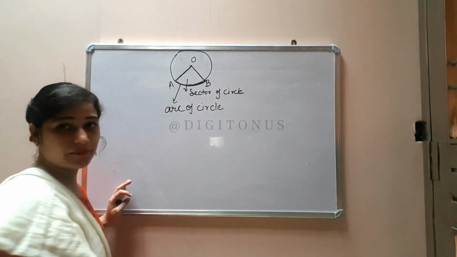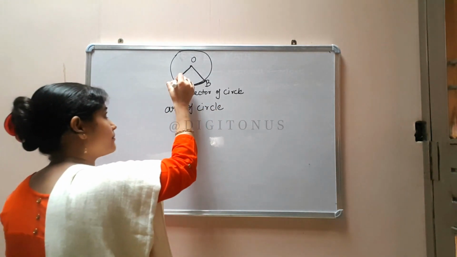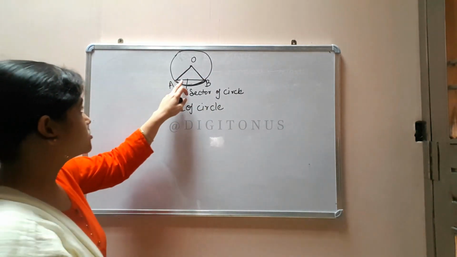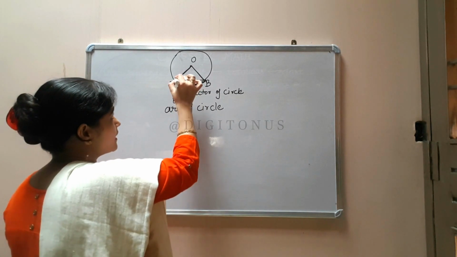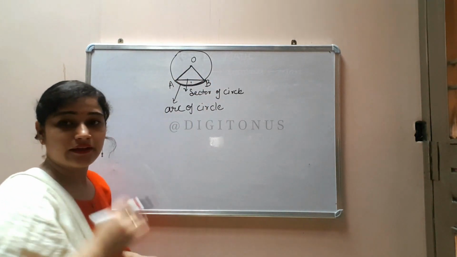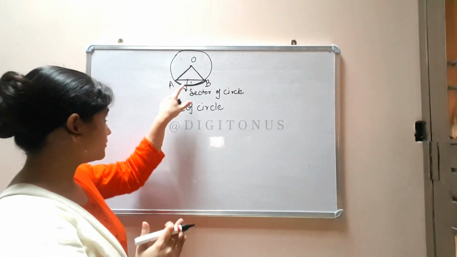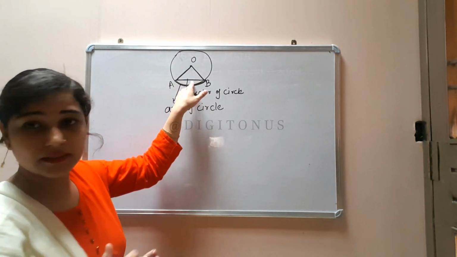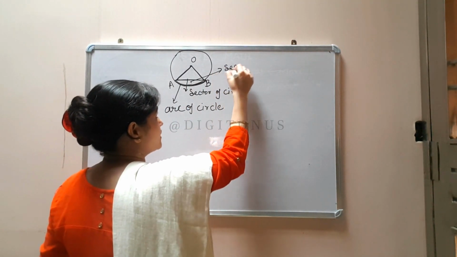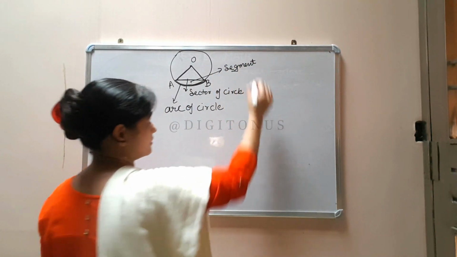Now what is the segment of circle? Segment of circle, when you draw a chord, the area enclosed by arc and chord, ये जो एरिया है एक chord से और arc से जो पार्ट बनता है सर्कल का, that is called the segment of circle.